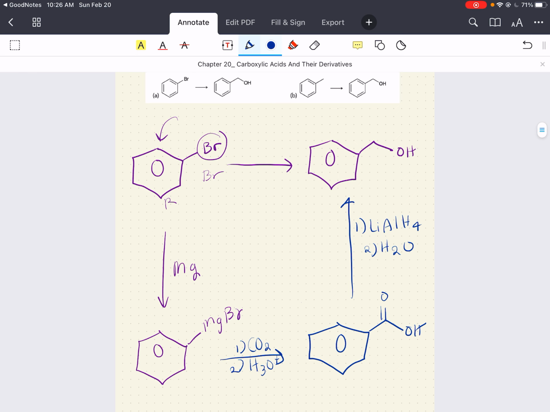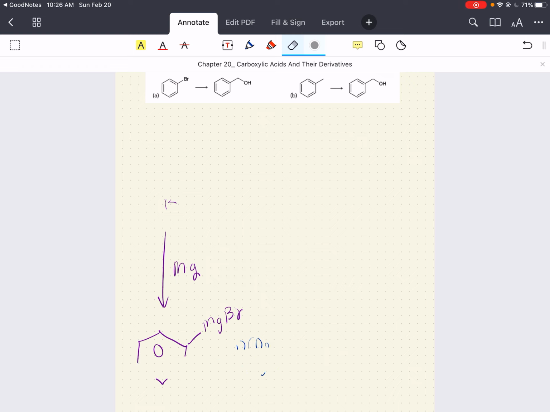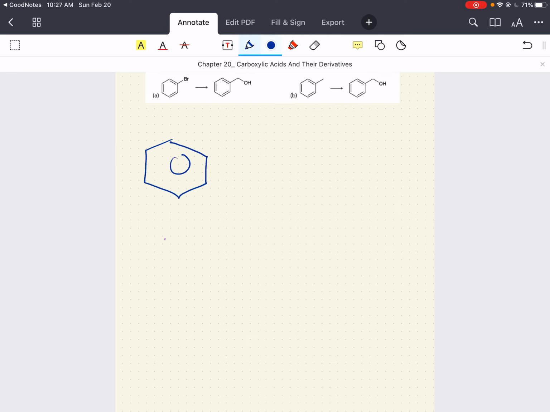Fantastic. Let's do one more for good measure. So I'm going to erase this so we have room. And we're going to go ahead and do B. Let's erase all of this. And we're going to try to figure out how we are going to accomplish transformation B. We're starting off with toluene. We're trying to convert it to this primary alcohol attached to our benzene ring.